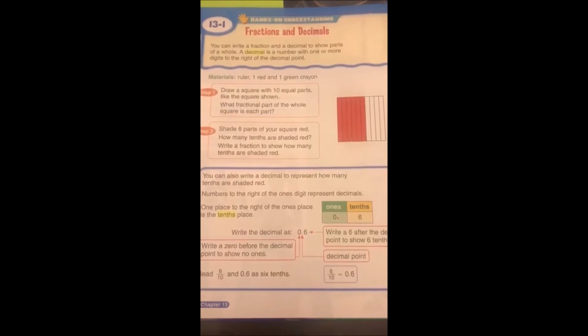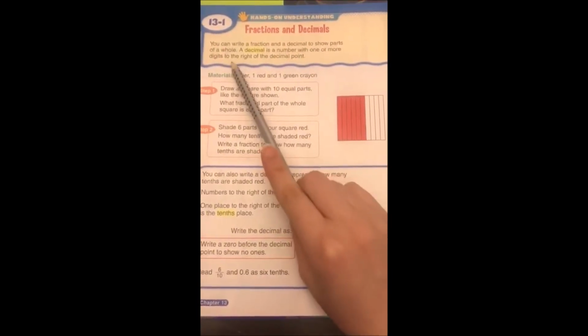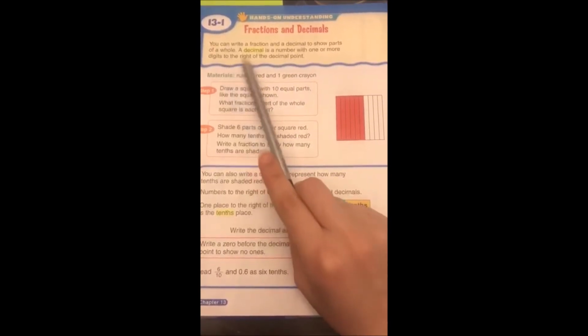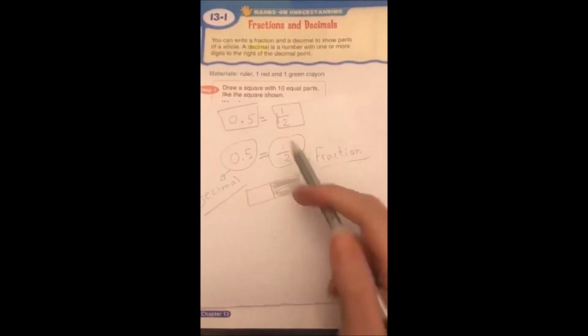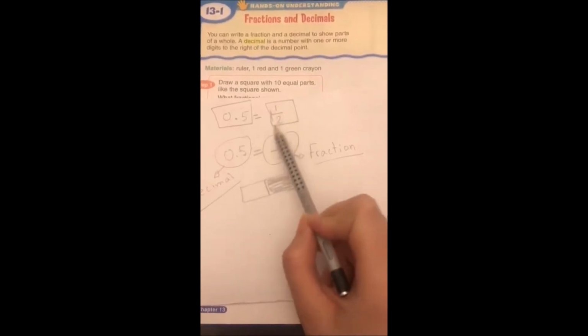You can write a fraction and a decimal to show parts of a whole. A decimal is a number with one or more digits to the right of the decimal point. Okay, teacher, we didn't understand anything. What does it mean? This is what I'm going to show you here. Let's look here. I have 0.5 equals 1/2.